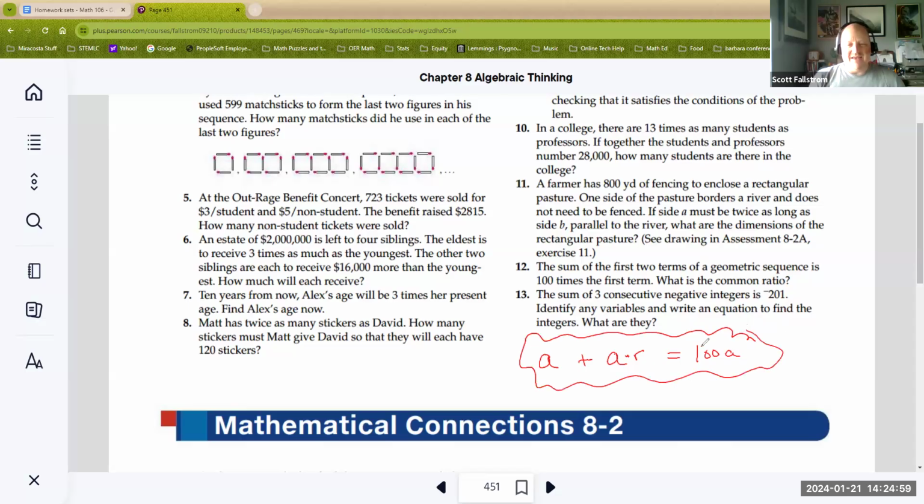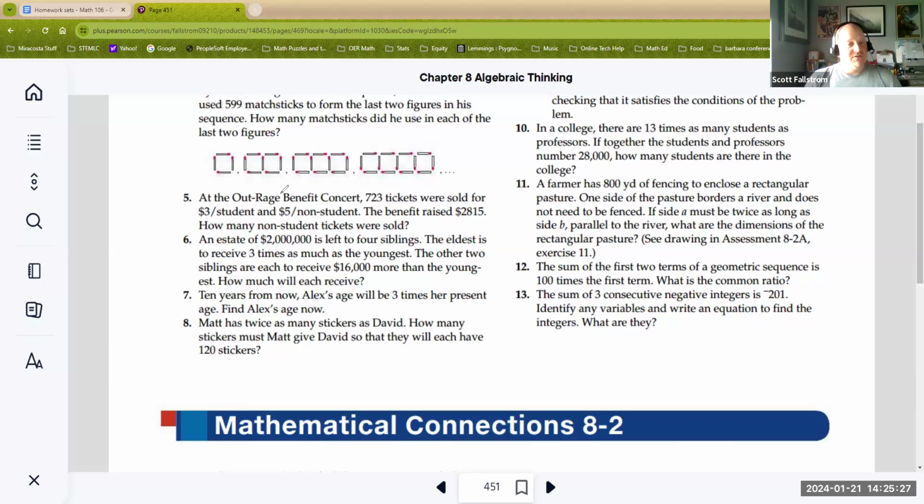Just say it to yourself. The sum, that's addition, of the first two terms of a geometric sequence, write them out, that's your equal sign, 100 times the first term. So write it out, 100A. Then you go through and solve it. All right. Very exciting. Pretty cool. I think that about does it.